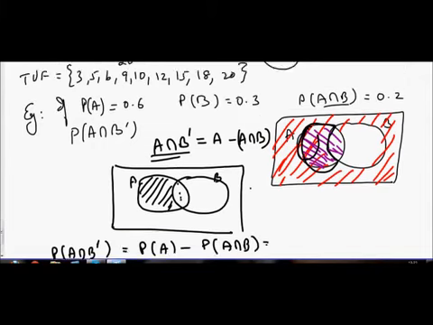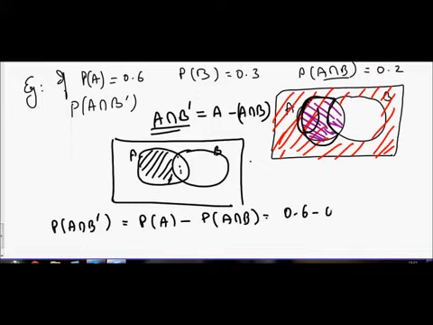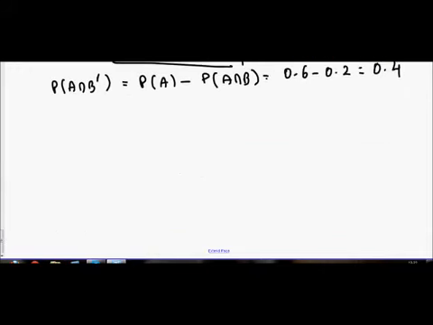And you can see that you can just substitute the values. P of A is 0.6 and P of A intersection B is 0.2 and the value is 0.4. Okay, so you can understand that you need the diagrams, drawing diagrams for such questions. Okay, let me do one question for tree diagram. Example.